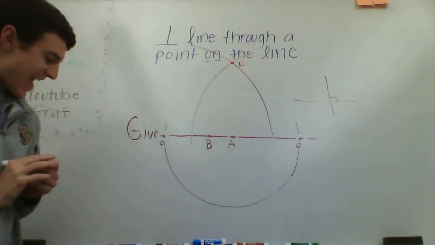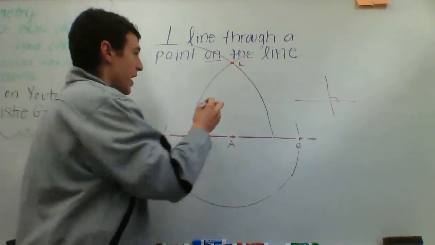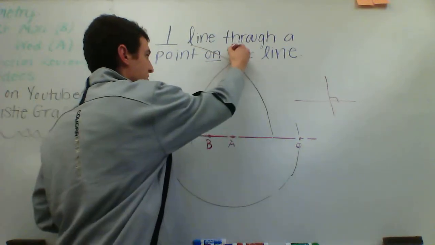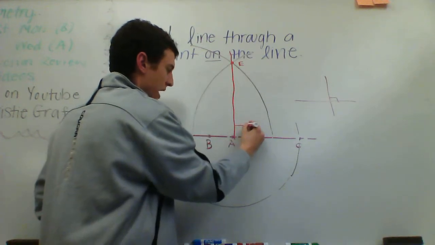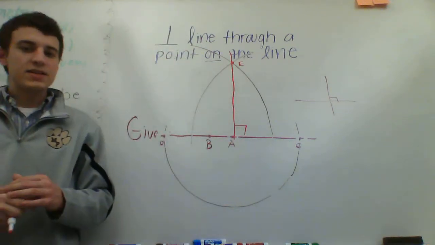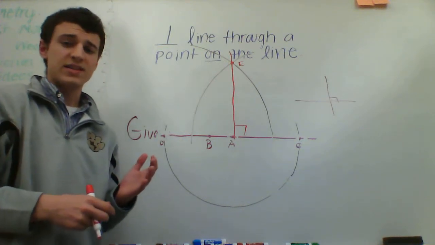And if you connect A and E, you will have a perpendicular line. I don't have a straight edge, guys, so it might not look all that pretty. But there you go. There's your perpendicular line. So, if you want to simplify it, that's a lot of steps. Okay, you can simplify it down really into 3 steps.